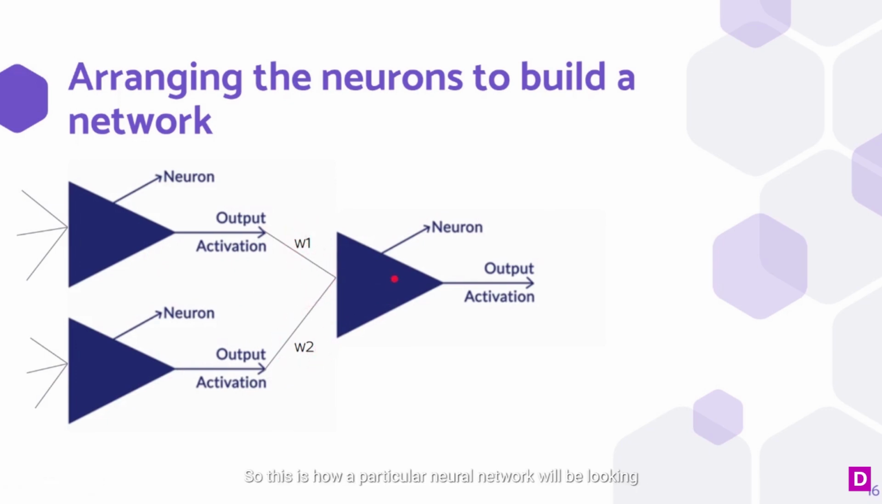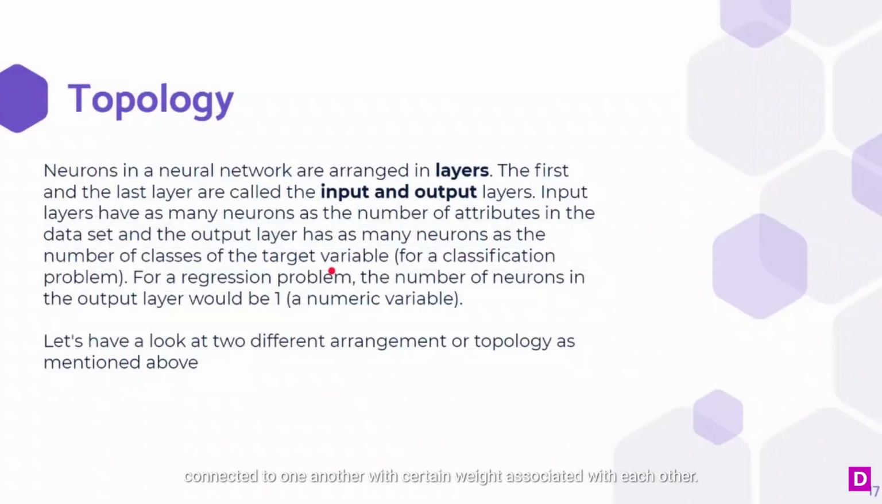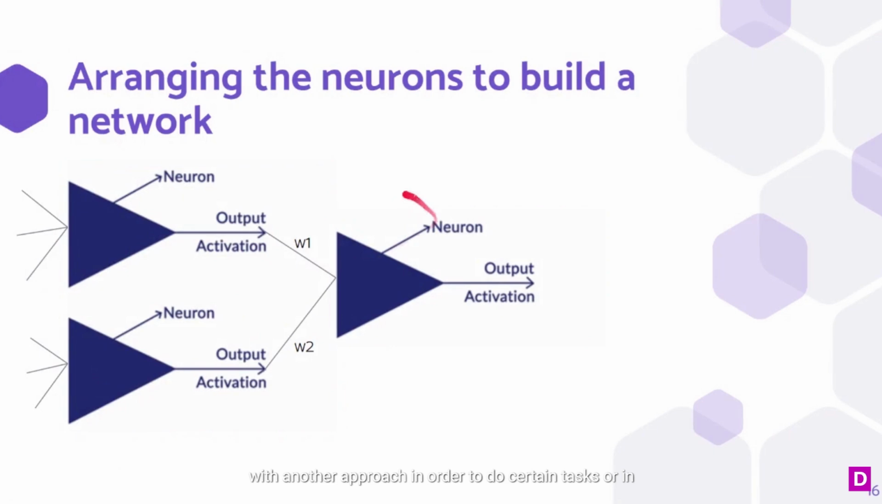This is how a neural network looks. It is a small zoomed-in part of one such large network. A very complex neural network consists of these structures, which are internally connected to one another with certain weights associated with each connection. There are different ways to arrange these neurons. We can arrange them in this way, or with another approach, in order to conduct certain tasks and get the specific output.